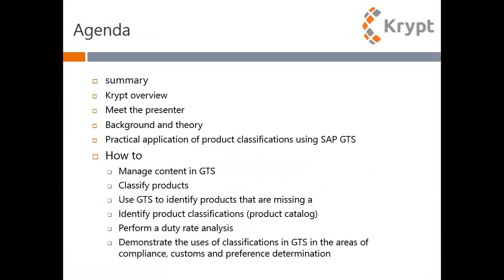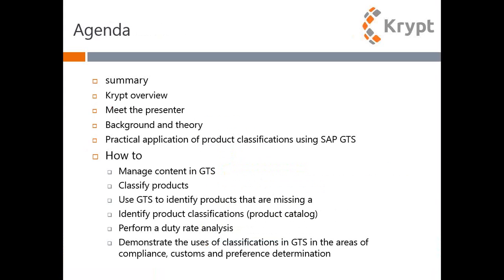So the agenda is going to include a summary, an overview of Krypt, who we are, background and theory of what we're looking to cover, and then practical applications. So once we've classified products, we'll talk about the uses of classification and what that means. How do we, in turn, use that in our trade processes?